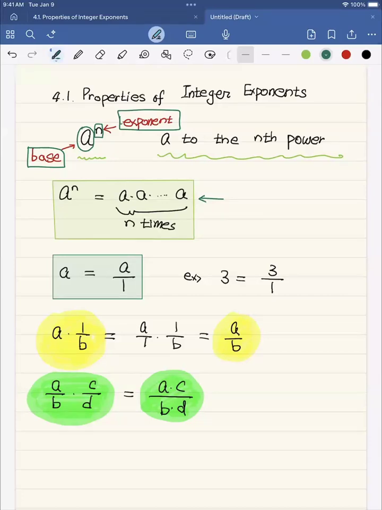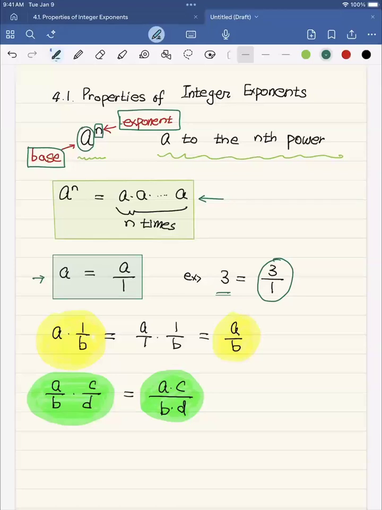Another basic but important property you have to keep in mind is that the number a can be expressed as a fraction, a over 1. So if we have the number 3, then 3 can be written as 3 over 1.